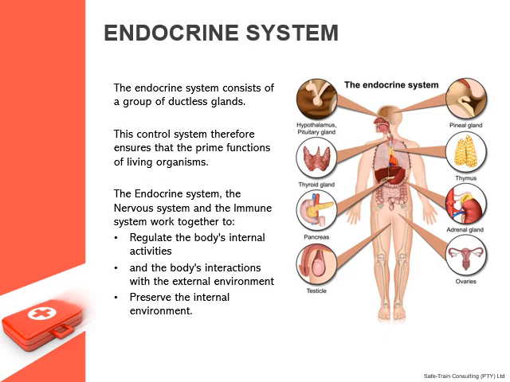This control system, therefore, ensures that the prime functions of living organisms, growth, development, and reproduction, can proceed in an orderly, stable fashion. This system regulates itself so that any disruption of the normal internal environment of the human body can be resisted by powerful countermeasures. When this resistance is overcome, illness ensues. To explain how the endocrine system works, we will look at a disease called diabetes mellitus.